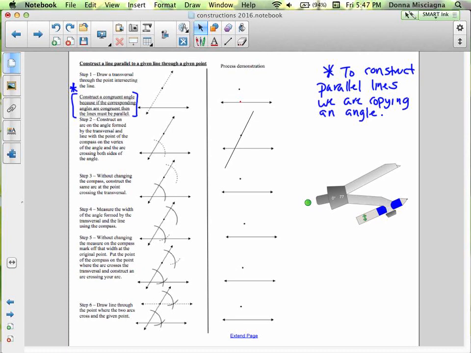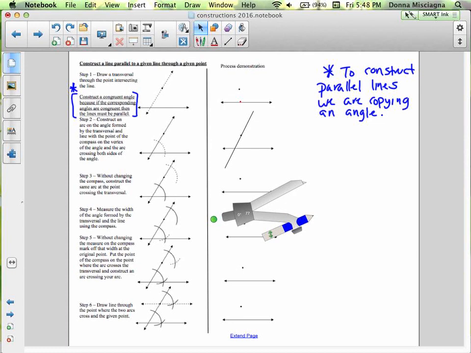It doesn't really matter where. Don't make it vertical, make it slant. All right. Technically, you could slant it the other way, but I find that uncomfortable. I find it a little easier to construct it if I'm going to the right. All right, so we have our line. We need to go through the steps to copy an angle.